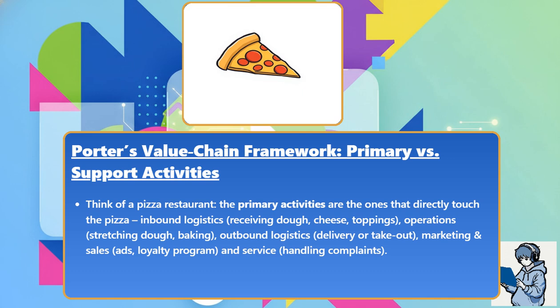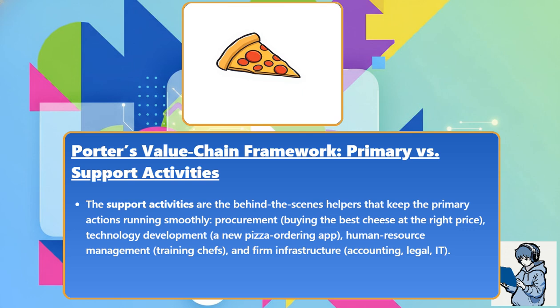Inbound logistics: receiving dough, cheese, toppings. Operations: stretching dough, baking. Outbound logistics: delivery or takeout. Marketing and sales: ads, loyalty program. And service: handling complaints. The support activities are the behind-the-scenes helpers that keep the primary actions running smoothly. Procurement: buying the best cheese at the right price. Technology development: a new pizza ordering app. Human resource management: training chefs. And firm infrastructure: accounting, legal, IT.